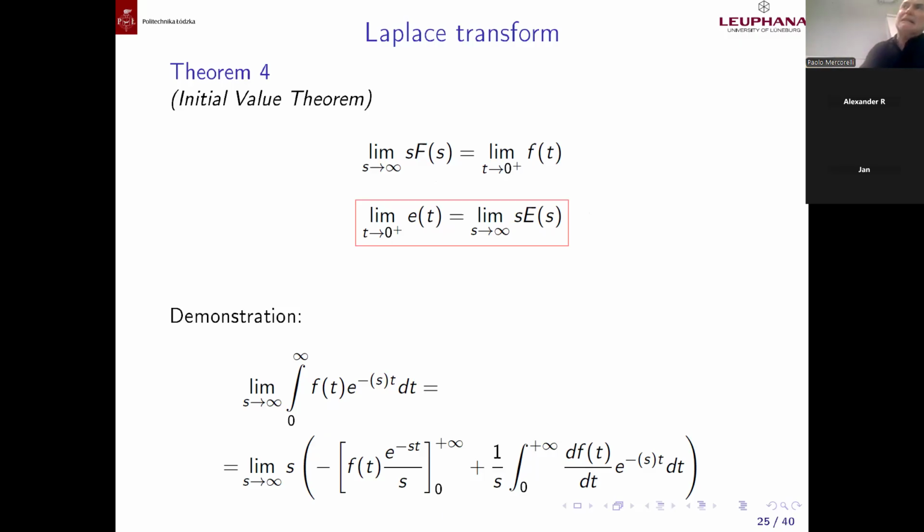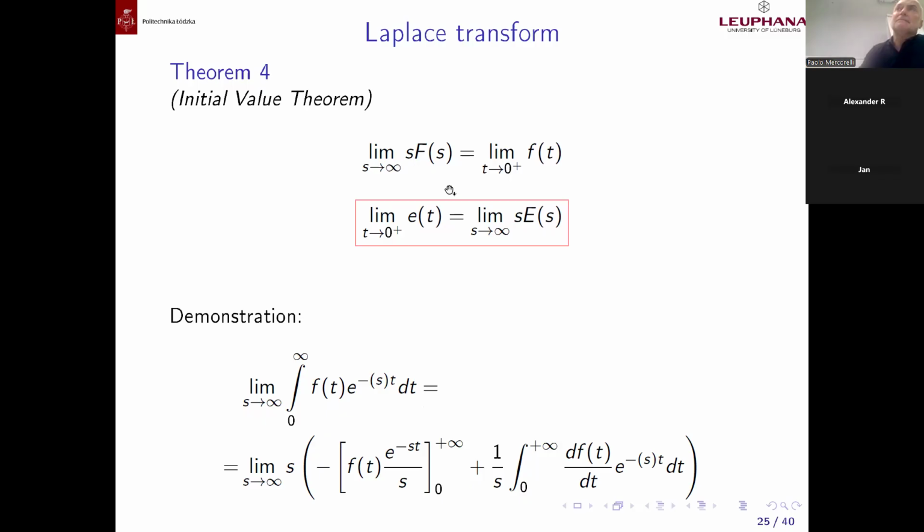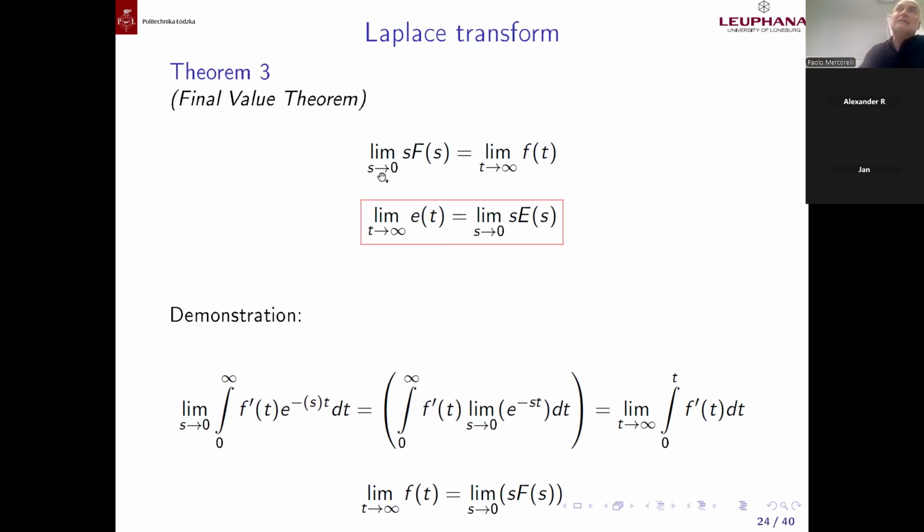Now, let me comment a little bit on this, which is quite similar to this one, but I change the limit. Here, the limit is to 0, to analyze what happens in the infinite. It is a very useful theorem because we can look at the steady state analysis. It is what happens for t very large.